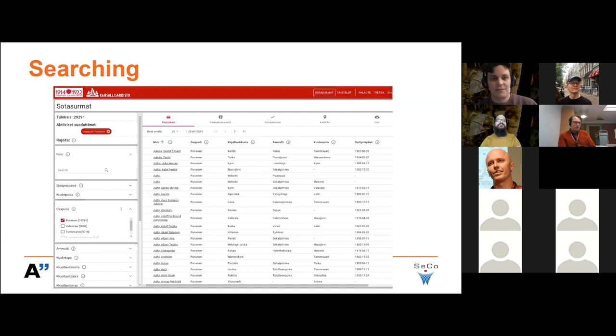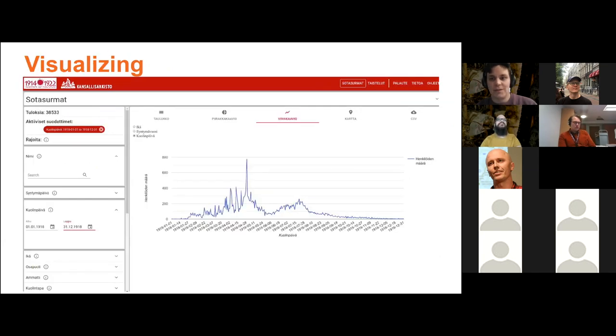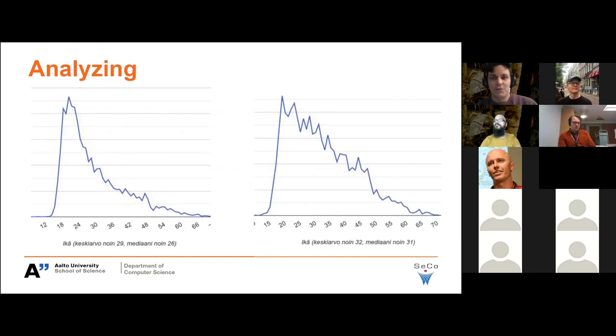And you can see, so these are tools for visualization. And you can analyze for research purposes, I think, very easily. So here you can see two age distributions. On the left side, there are people from the red side of the Civil War who were from Turku province. And on the right side, there are people from the red side of the Civil War from Viipuri province, and there is a 5-year difference in median, and the distributions are very different looking. And you can easily find these things just by playing around with the facets and looking at the different results.